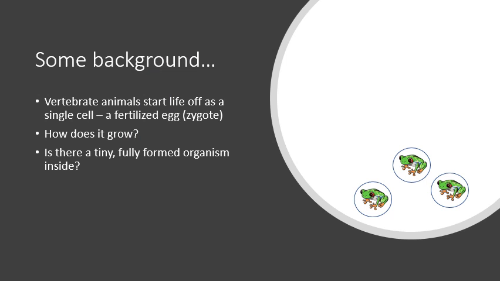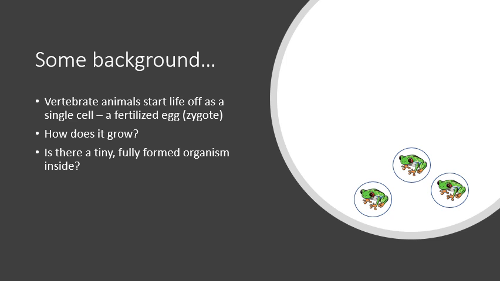First, some background information. Vertebrate animals are animals that all have backbones. So we are vertebrate animals. So are birds, cows, fish, and frogs. Now we're big, we can see each other without a microscope, and we're made up of a lot of cells, billions of cells. But we all started off as a single cell, and that was a fertilized egg.